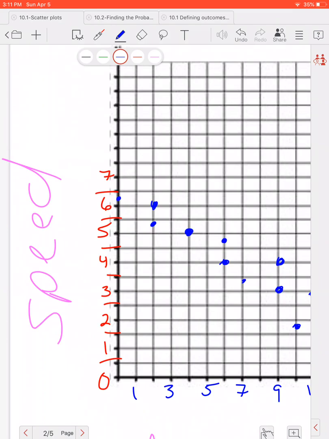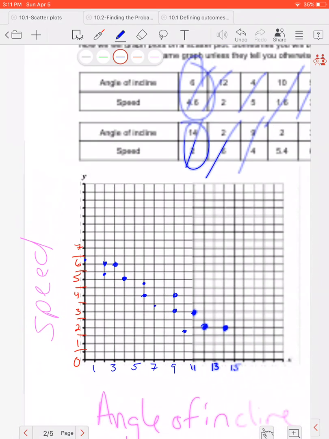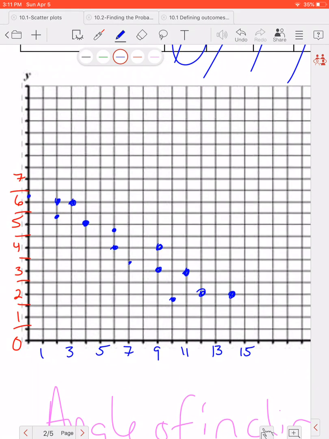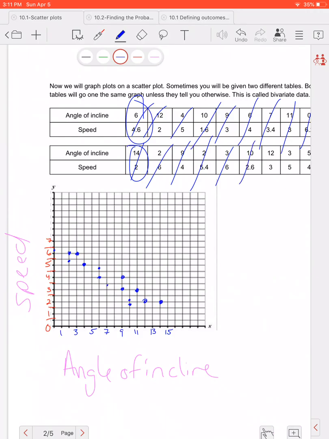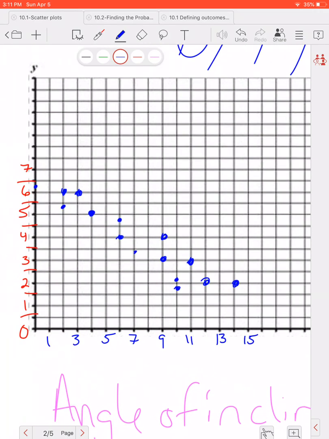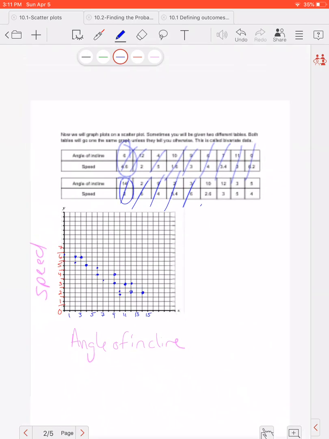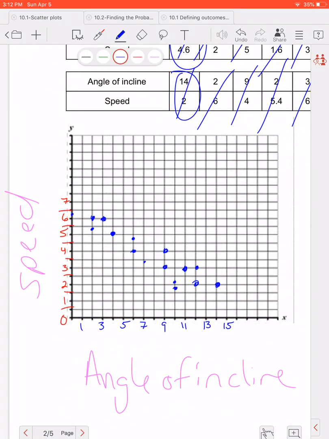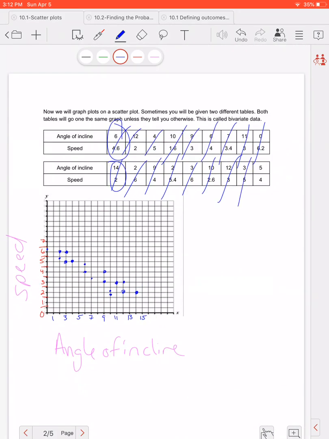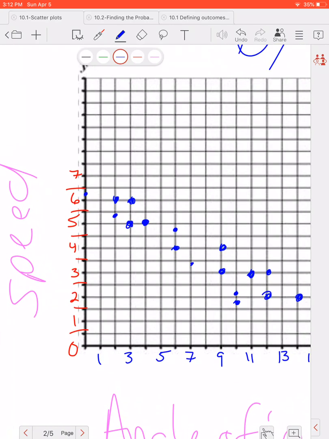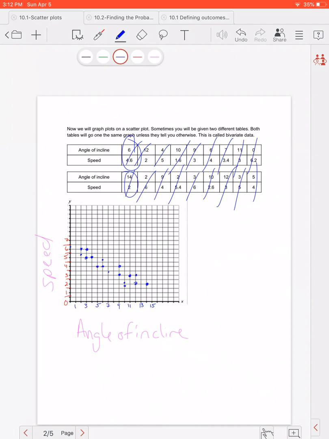3, 6. 10, 2.6. And we're starting to definitely see a pattern here. 3, 5, we're almost done here. And then 5, 4. Okay, so I've done all of these.